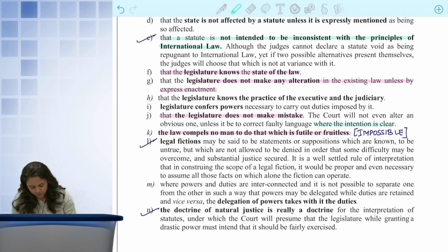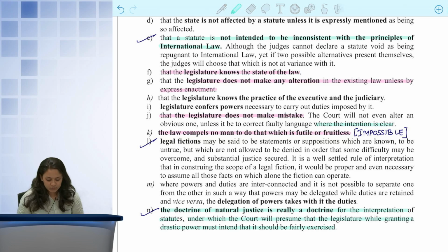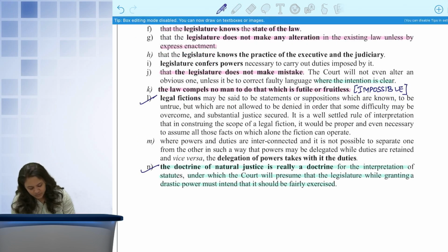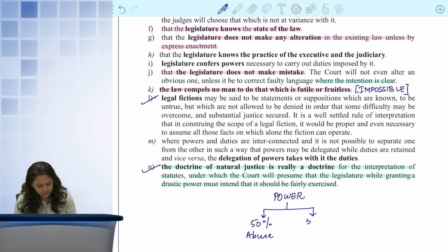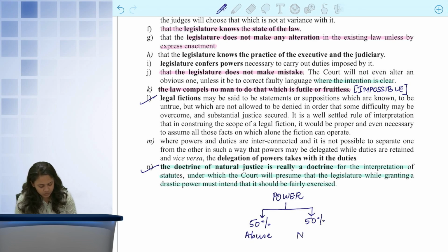The doctrine of natural justice is a doctrine for the interpretation of statutes under which the court will presume that the legislature, while granting a drastic power, intends that it must be fairly exercised. So what does this mean? Generally, when a power is given to any person, and I don't just mean a person of a higher posting, there's a 50% chance that he will abuse his power, and a 50% chance that he will not abuse his power.